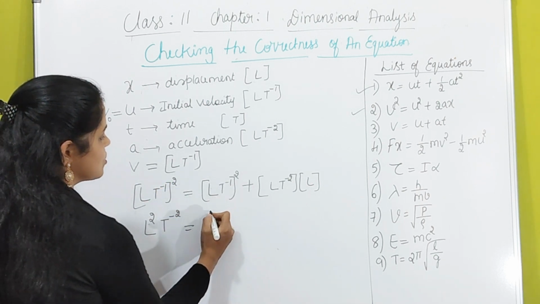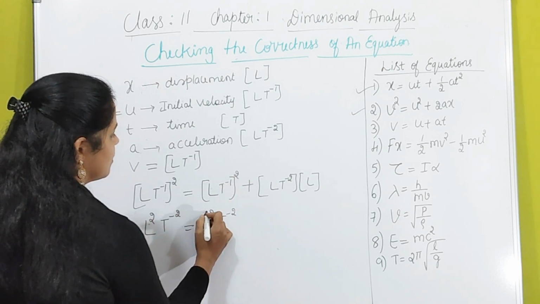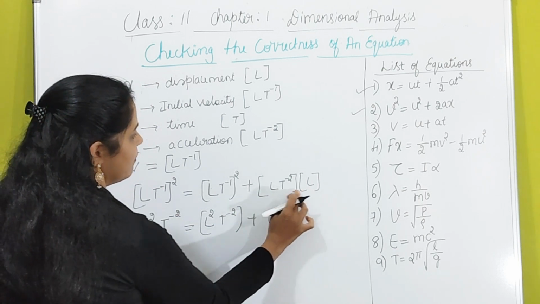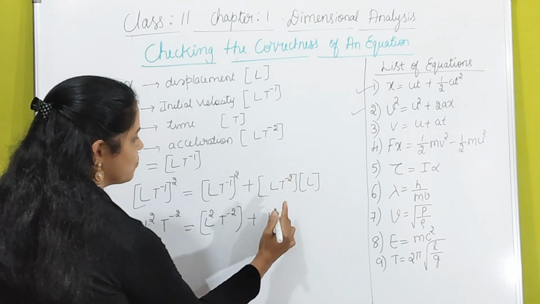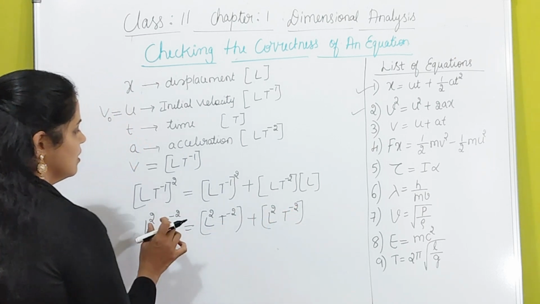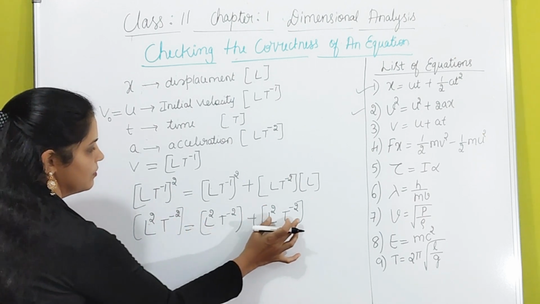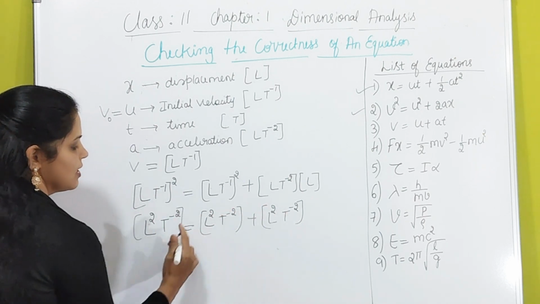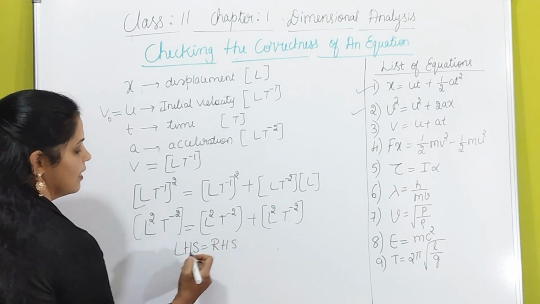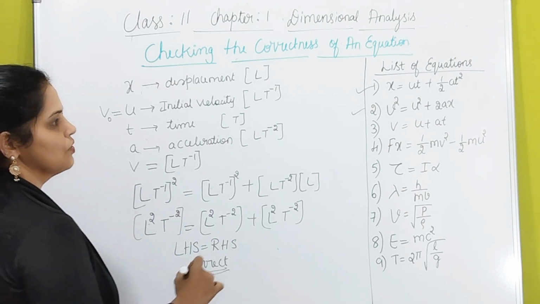Similarly here, L square t to the power minus 2, plus L, which comes 2 times. Same base means add the powers: 1 plus 1 is 2, t to the power minus 2. Now once again look at the dimension of each term. Each term has the same dimension. So LHS is equal to RHS, and hence the given equation is dimensionally correct. Okay, so this is correct.